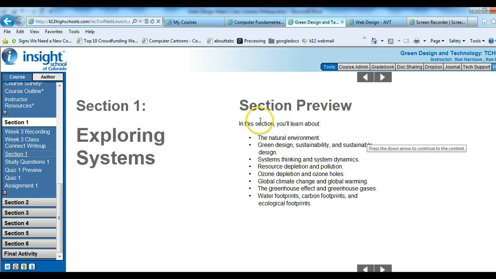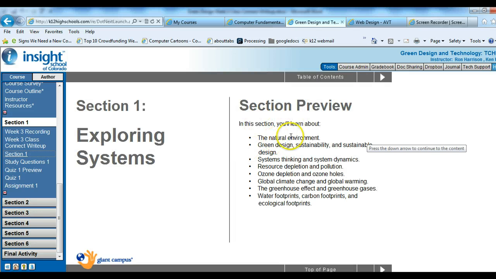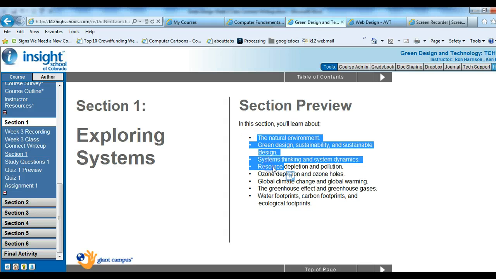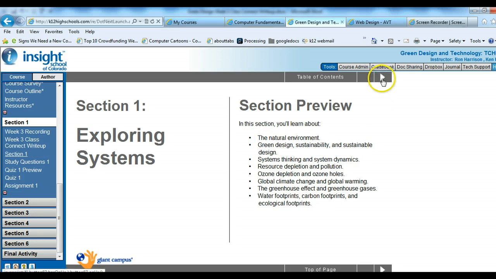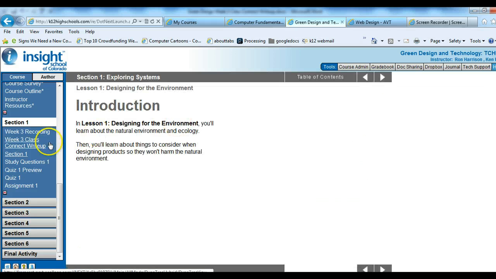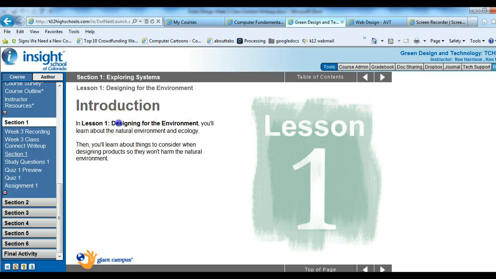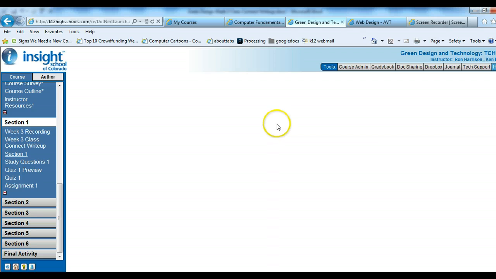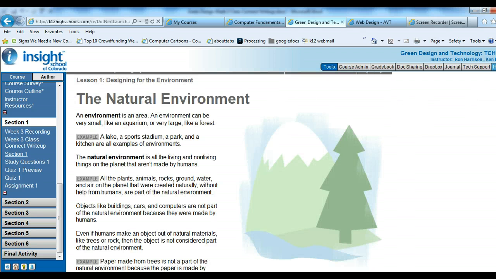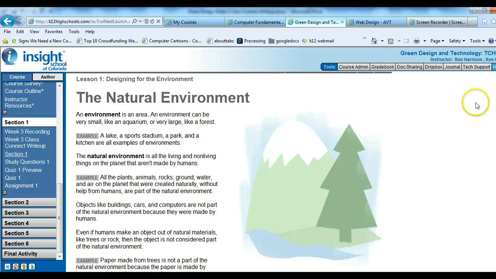As you look at this, section 1 is all about the environment, and that's this whole section right here. We're going to look at the natural environment, green design, resources, ozone, global climate change, etc. That's the whole section 1. But lesson 1 talks about the natural environment and ecology, and how man should try to fit into that natural environment. You can see some of the topics that you look at: environment, and what the natural environment is. So you'll read through this to answer those study questions.